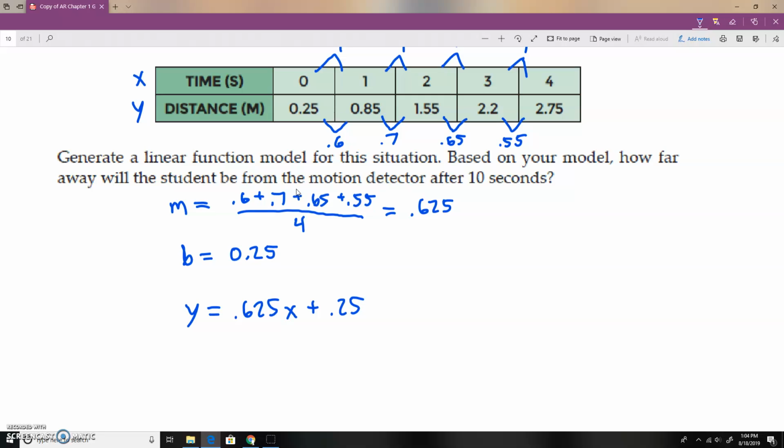Now, it is asking us a second question, and how far would they be in 10 seconds? Well, to figure that out, we simply just have to plug in 10 for our x value. Okay? And by doing that, we find that they would be 6.5 meters away.